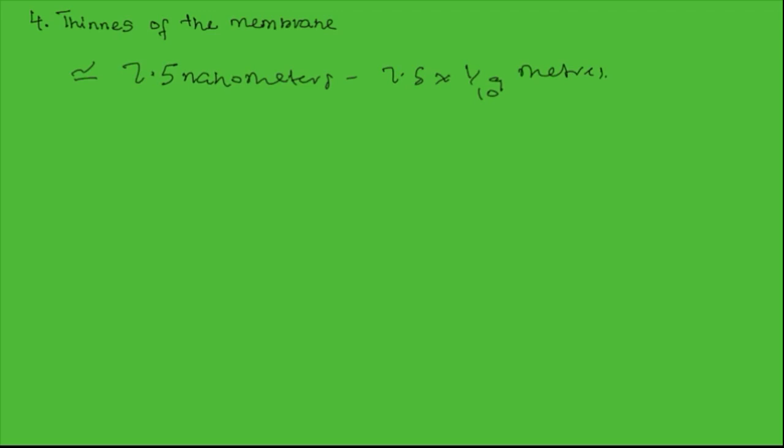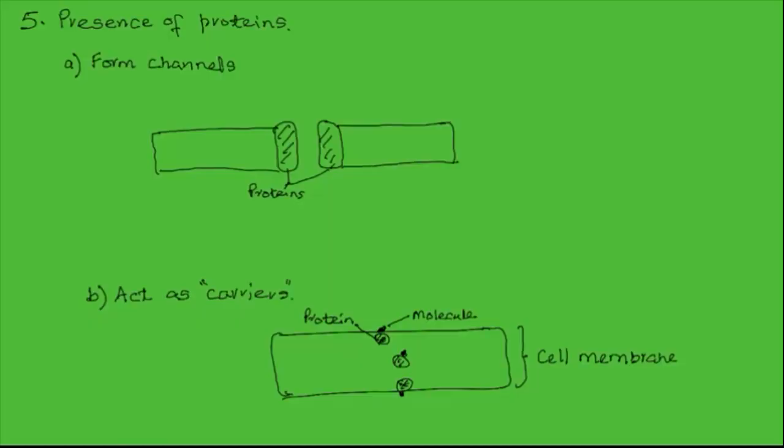of the cell. Now, the fifth property of the cell membrane is due to the presence of the proteins. Remember, the proteins primarily are structural components of the cell membrane, but in addition to that function, they also facilitate the movement of substances across. This occurs in 2 ways. First, by forming channels within the cell membrane through which the substances will pass.